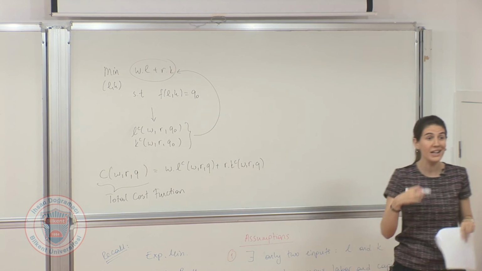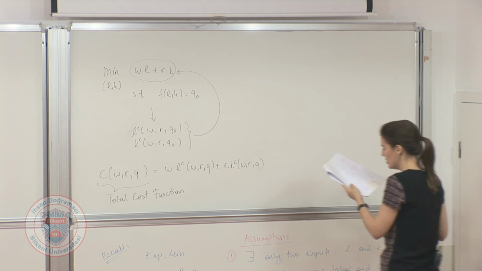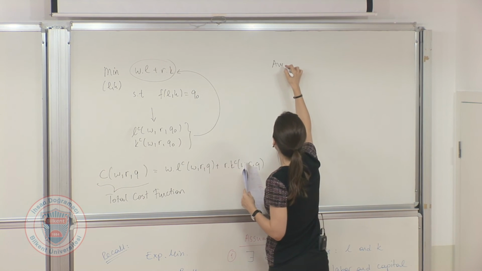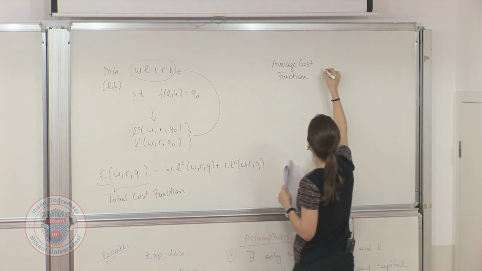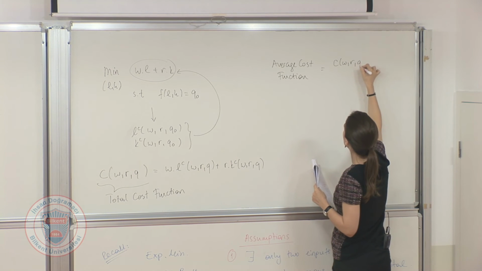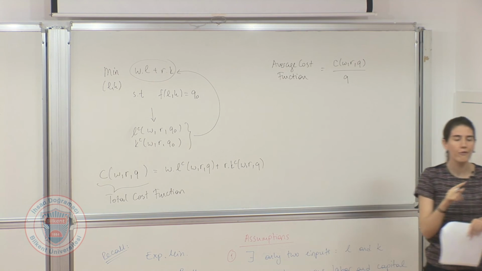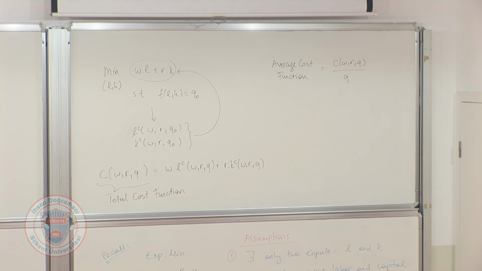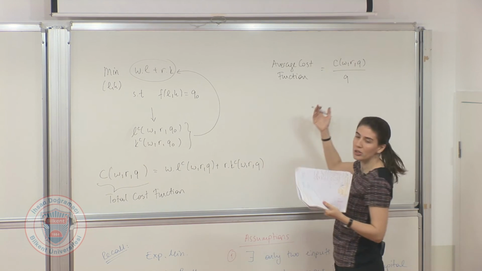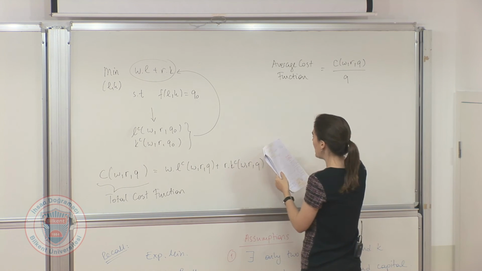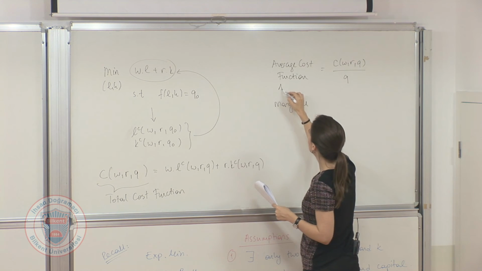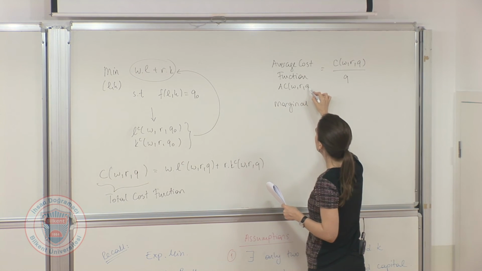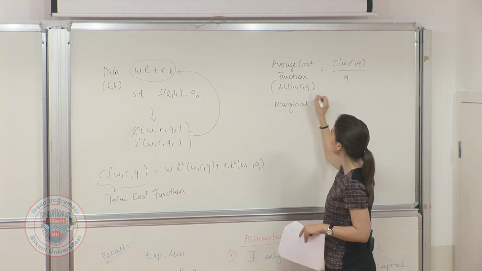Now I'm going to define average cost. The average cost function is basically the cost function C(w, r, Q) divided by Q. So for one unit of output, what is your average cost? On average, it is total cost per unit of output. So this is the average cost function, AC(w, r, Q).